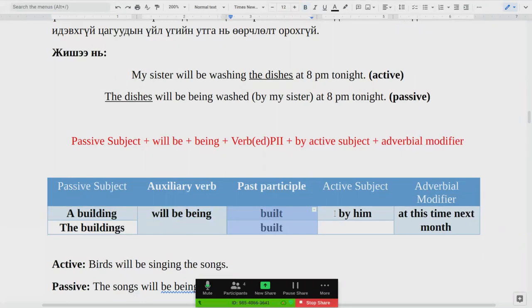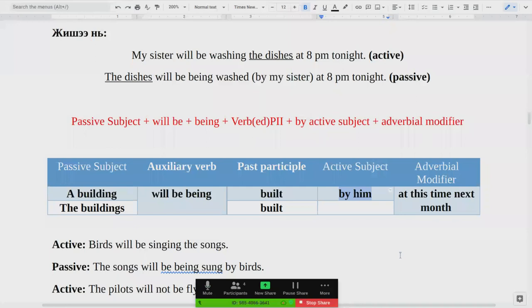And if you want to mention the active subject at the end, you should also use the word by plus the active subject. There should also be an adverbial modifier, like this time next month, and something like that. So will be being. These auxiliary verbs can help you to make up your future continuous passive.